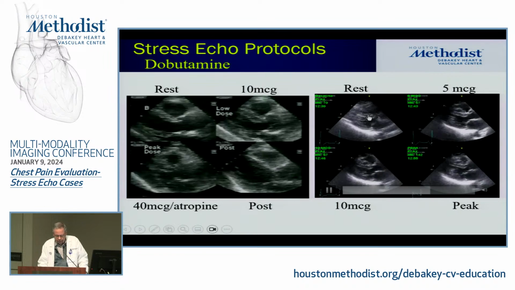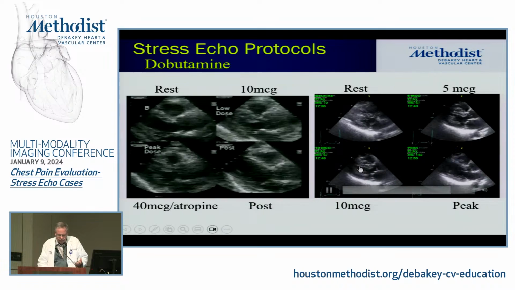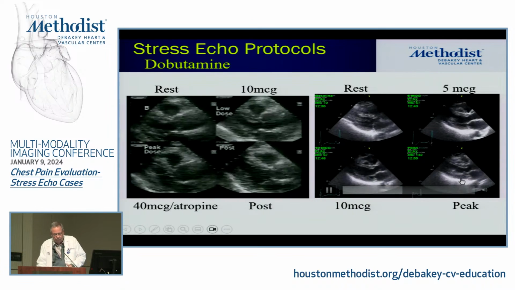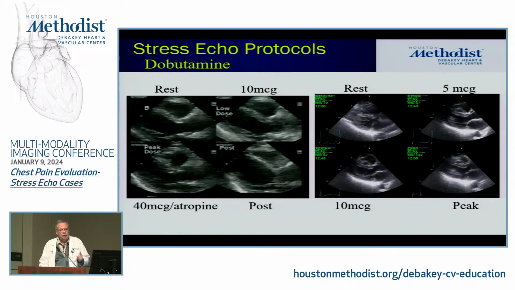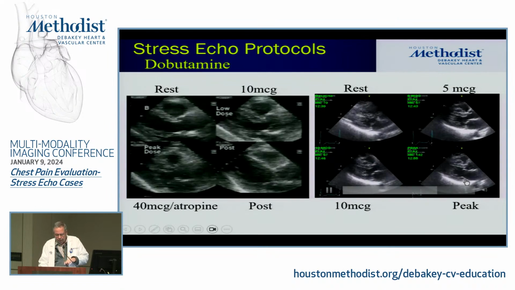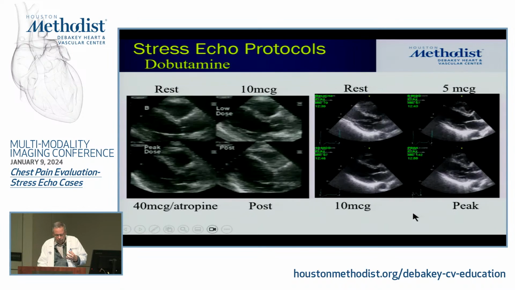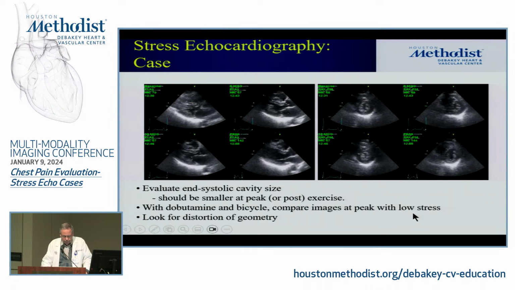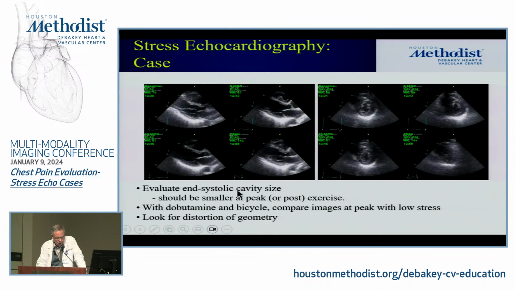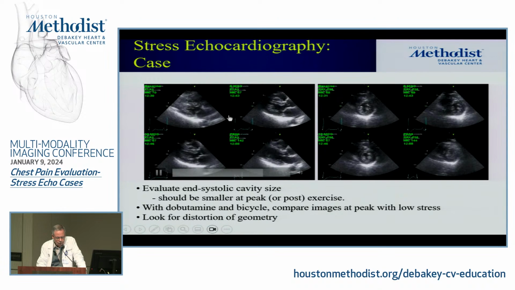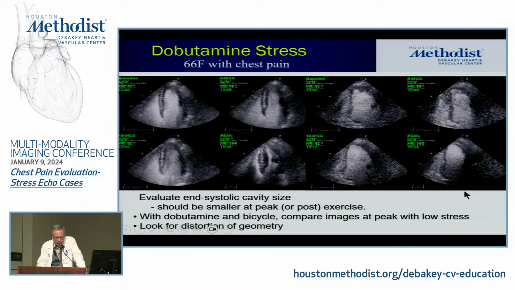And some people like to just have a gradation of increased contractility with the lower dose and then have the higher dose. Just as with the bicycle, you compare your peak with some of the lower doses, not necessarily the resting. Because if something is abnormal, you see it very nicely. Okay? Again, evaluate end-systolic cavity size, compare images peaked with low stress, look for distortion of geometry if there is any. Okay? This is just normal to show that.